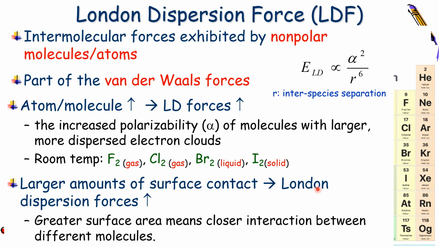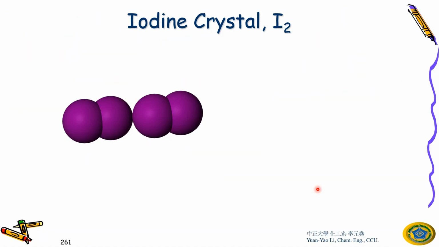Okay, so greater surface area means closer interaction between different molecules. Here, just to give you an example, iodine crystal is not ionic bonding. It's a covalent bond between two iodine atoms. But because the iodine molecules are very close to each other, it becomes an iodine crystal.